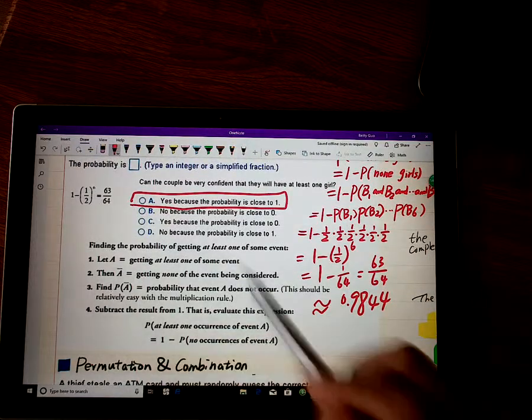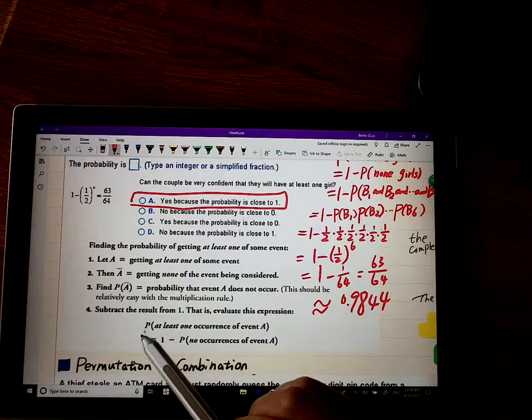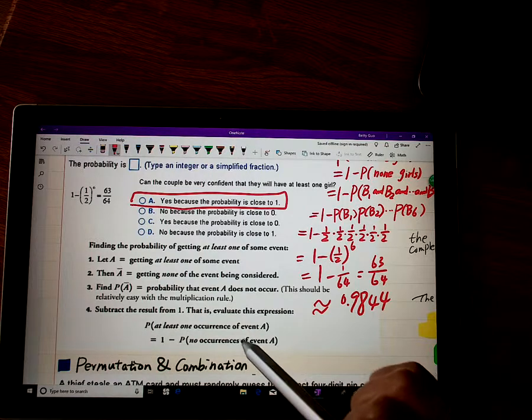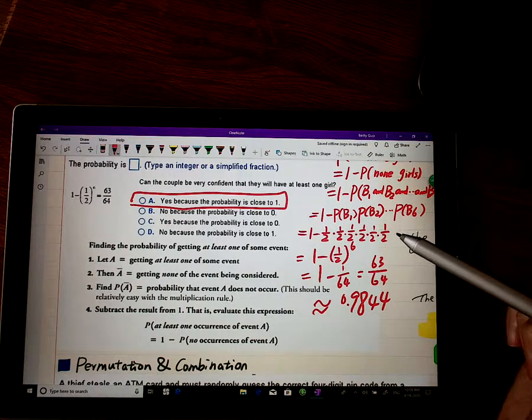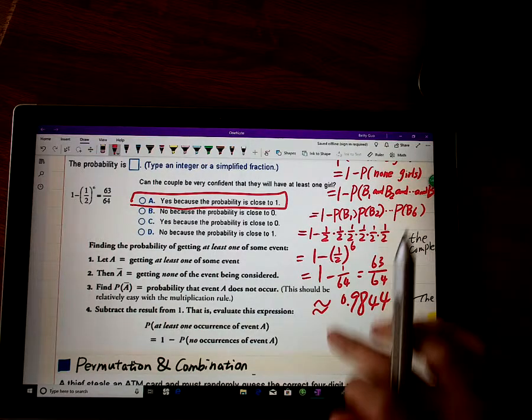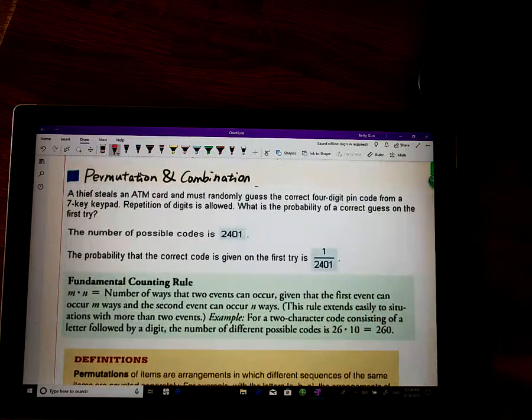This is the procedure of finding the probability of at least 1. We actually applied the procedure twice for the previous 2 examples. All right, next topic, permutation and combination. I consider giving you 3 examples to help you understand what is a permutation and a combination.